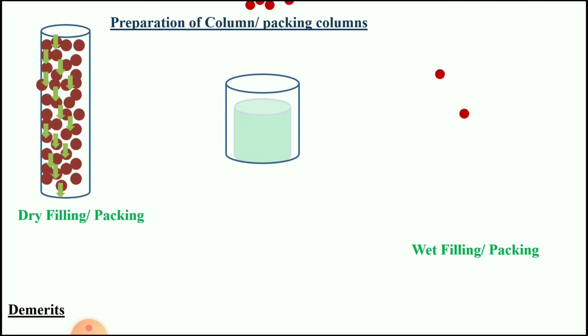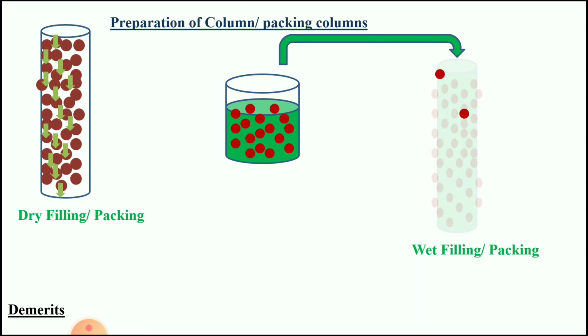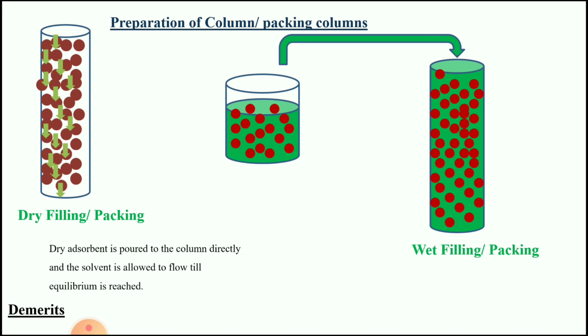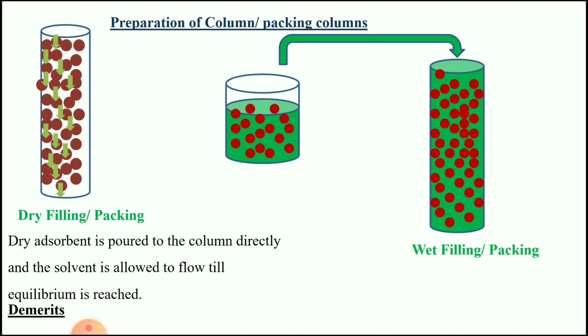In the wet filling method we take a glass tube. In this glass tube we fill the mobile phase and mix it with the stationary phase to make a slurry. This slurry is then filled in the column. In the dry filling method, dry adsorbent is poured into the column directly until equilibrium is reached. The demerits are air bubbles, and cracks may appear in the adsorbent.